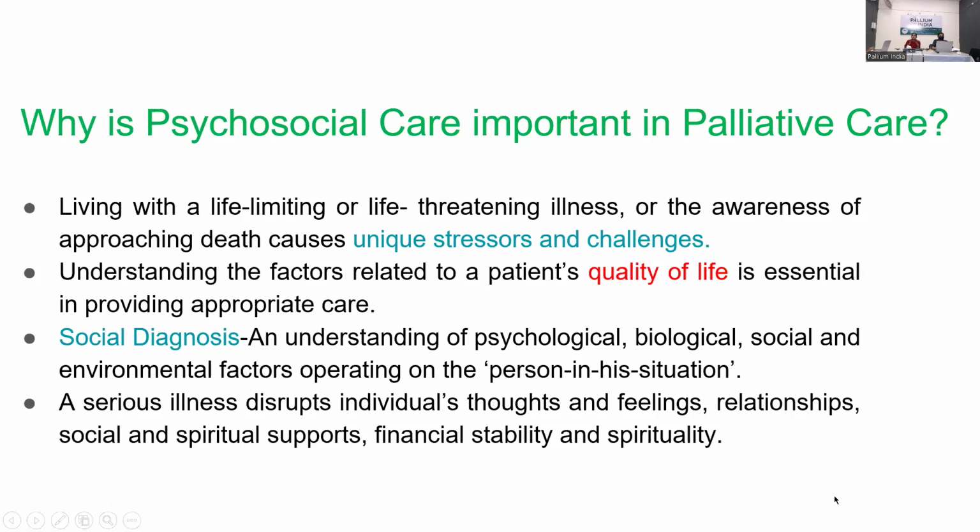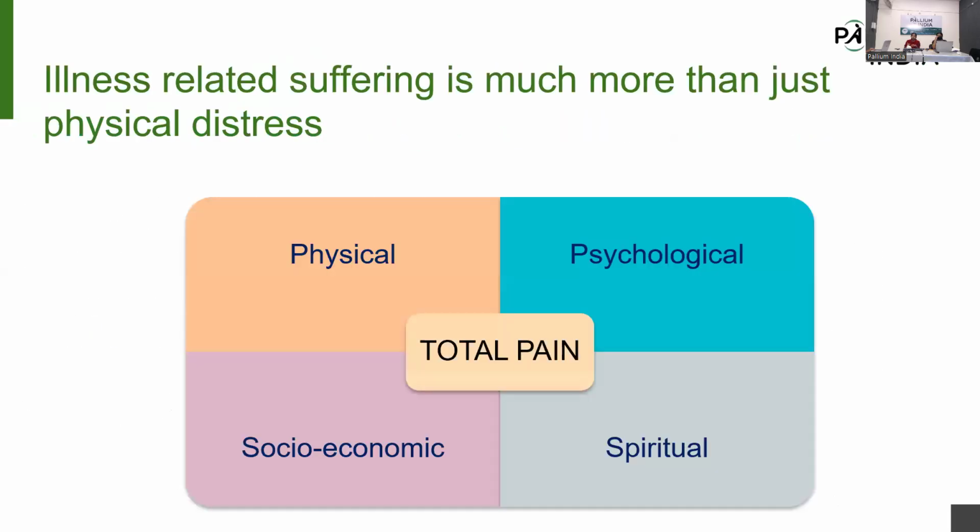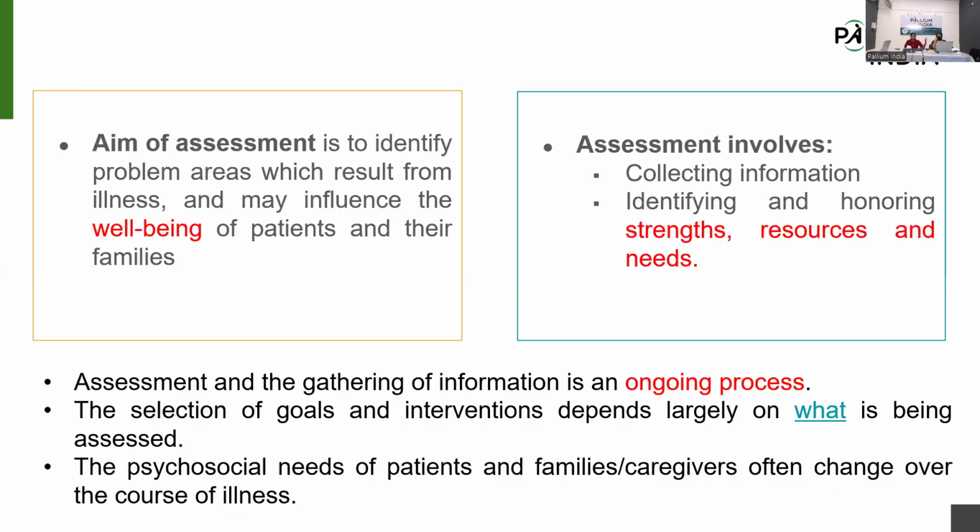Right. So I think you might already be aware of the idea of total pain, right? Total pain is a combination of physical, psychological, spiritual, and socio-economic pain. So I'm not going again into the details of total pain or how we do the assessment. The aim of the assessment is to identify problem areas which result from illness and may influence well-being. This requires a detailed assessment, and it is not something that we can do in 5 or 10 minutes.